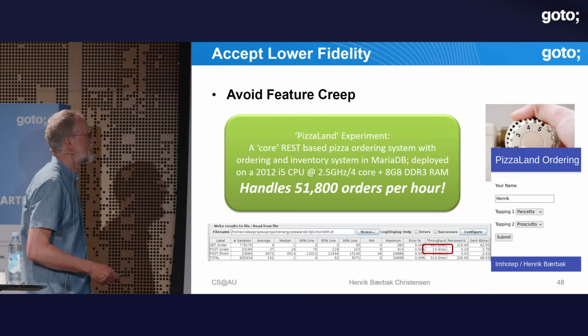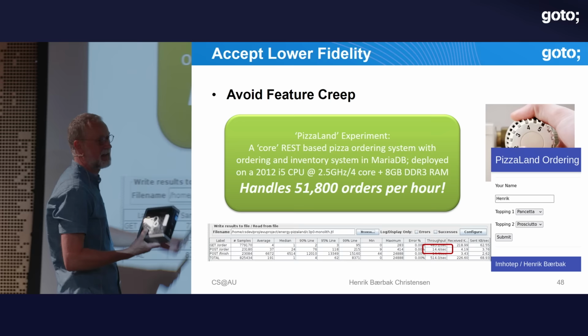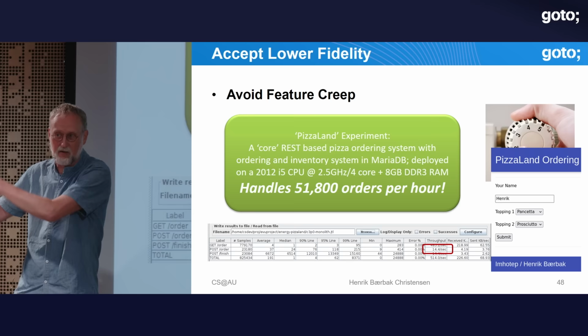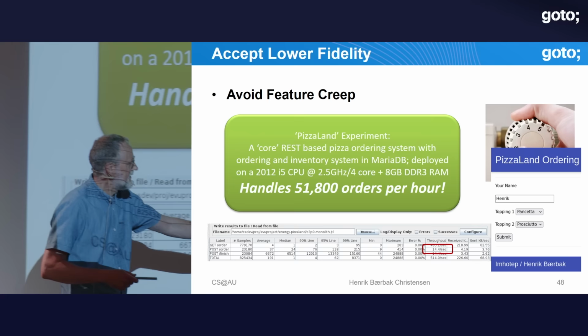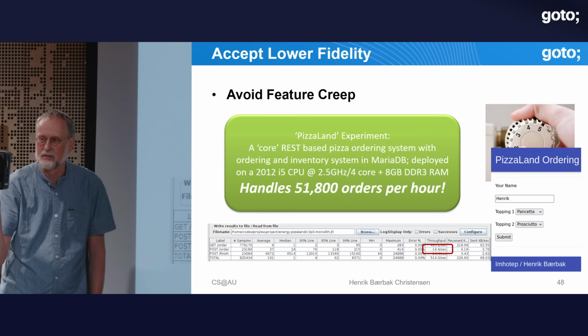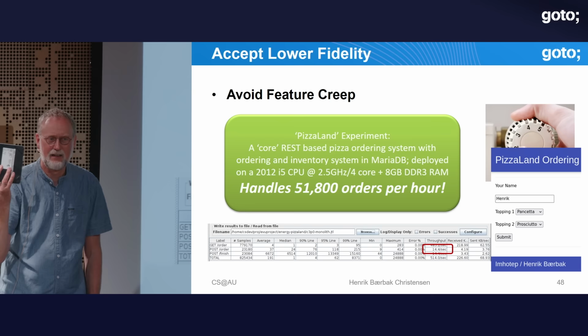So, back to my little machine. I did this Pixel end thing. Actually, it's the core of an ordering system for pizzas. It handles all the ordering. It handles all the inventory systems, so it decreases the stock of pancetta when we, and blah, blah, blah. And one thing I noticed, this number: this machine can handle over 50,000 orders per hour. How many of you know any pizza systems that handle 50,000 orders per hour?